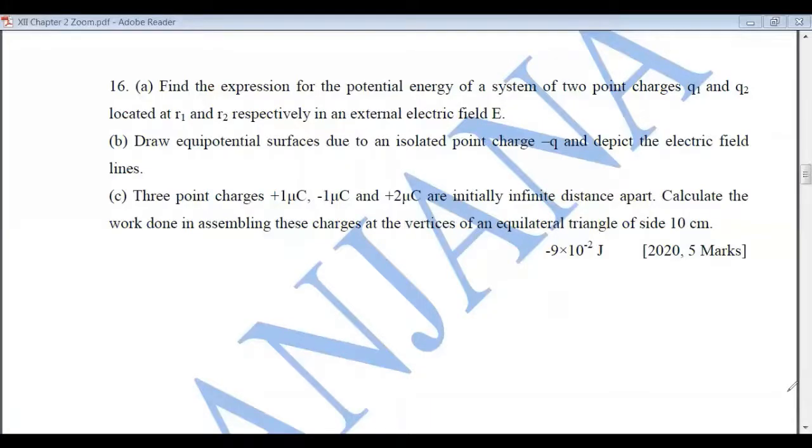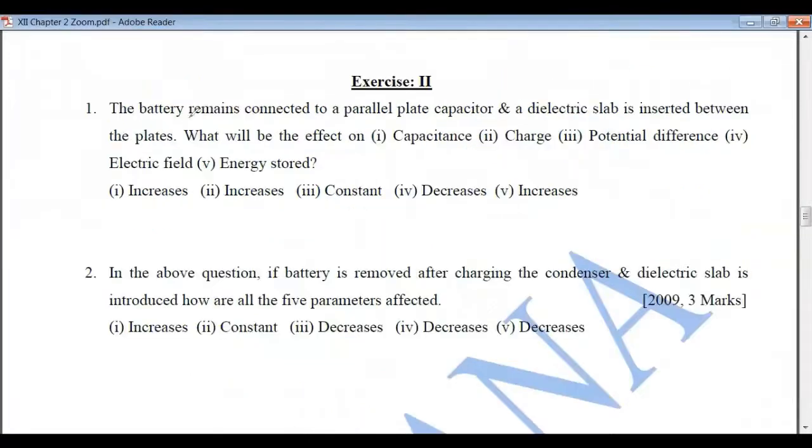Let's start with the second exercise. Question number 1: the battery remains connected to a parallel plate capacitor and a dielectric slab is inserted between the plates. What will be the effect on capacitance, charge, potential difference, electric field and the energy stored?